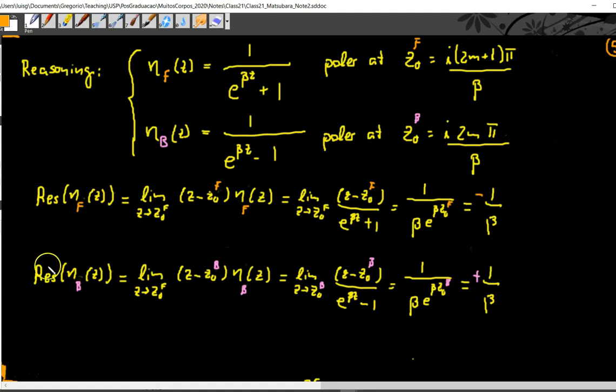Okay. I can do the same thing for the other one and calculate the residues of this function, and I get plus 1 over beta. All right, so that's interesting. If I only had this, I know that for any of these poles, the residue is the same, 1 over beta. So let's keep on going.